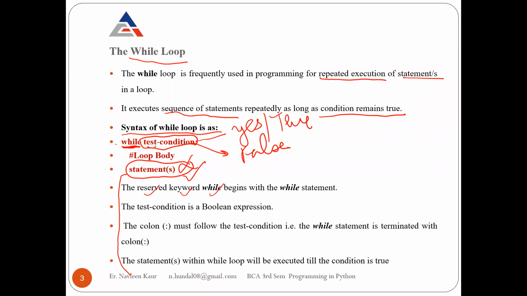So your while loop starts with the keyword while, right? And then there is a test condition. I told you that conditions are Boolean expressions. What do you mean by Boolean expressions? Boolean expressions are those whose output is either true or false. It means your condition's output can be true or false, right?